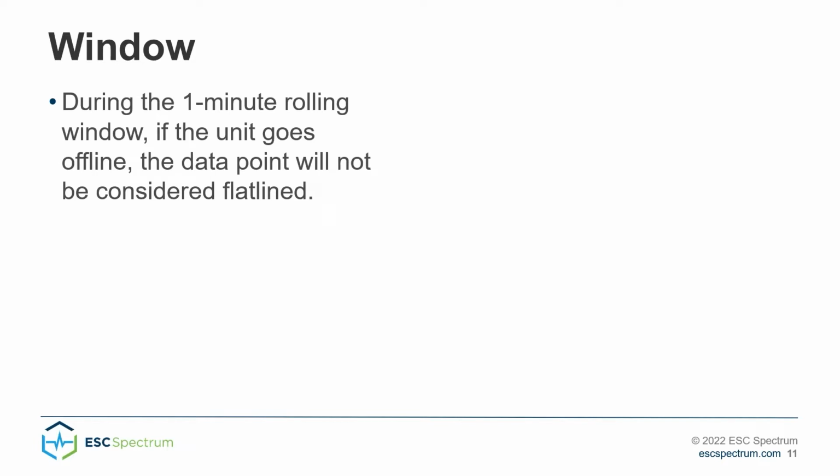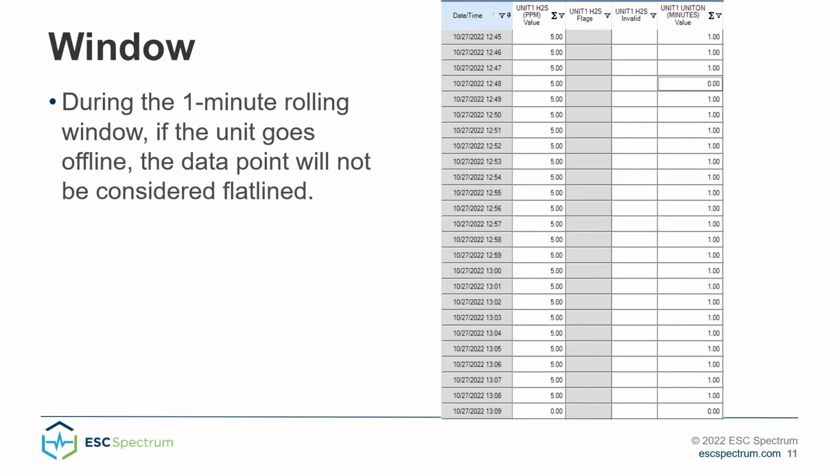So for this window, during this 1 minute rolling window, if the unit goes offline, the data point will not be considered flatlined. So if we go back to that same data set that we were looking at, ProcessNow is being run over hour 13 to 13:59, and hour 12 is where the flatline started. If, for instance, the unit on goes to 0 for any part of hour 12.